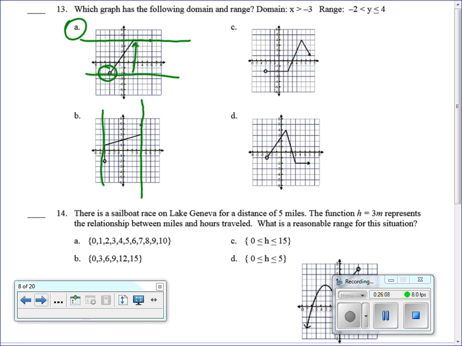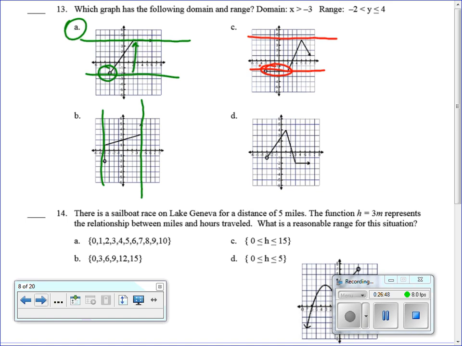When we look at C, we come into the same dilemma, but this time it's not with the domain, it's with the range. We see that we do have the correct domain. It does go from -3, and it keeps going on forever, and we know that because of the arrow. But what this does is that it messes with our range. So again, our range should be greater than -2 and less than or equal to 4. Well, this is actually greater than or equal to -2 here. So that's one thing that kind of throws us off and messes us up.